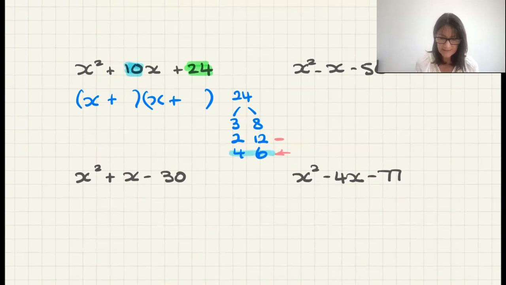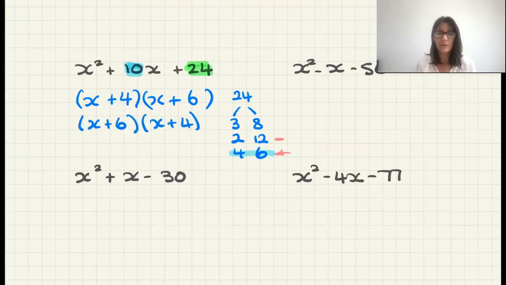So 4 and 6 are going in. They can go in any order. I don't even need to think about it. If I had done x plus 6 and then x plus 4, that's still correct. It's just the other way around. And that is your first example of factorising.